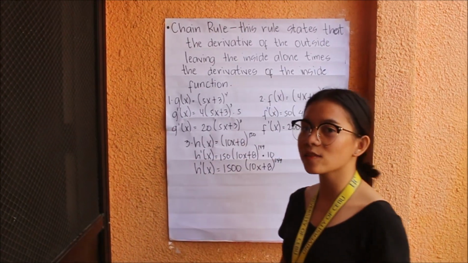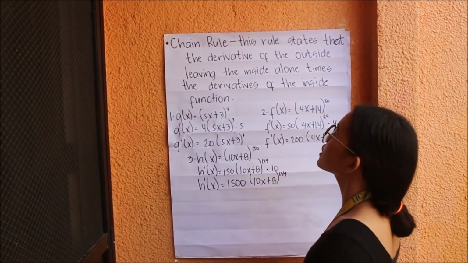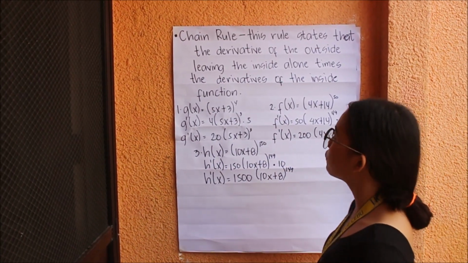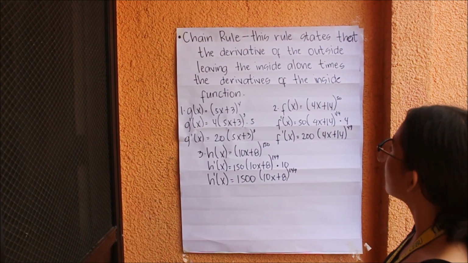So hi guys, the next topic is all about the chain rule. This rule states that you take the derivative of the outside, leaving the inside alone, then find the derivative of the inside function.